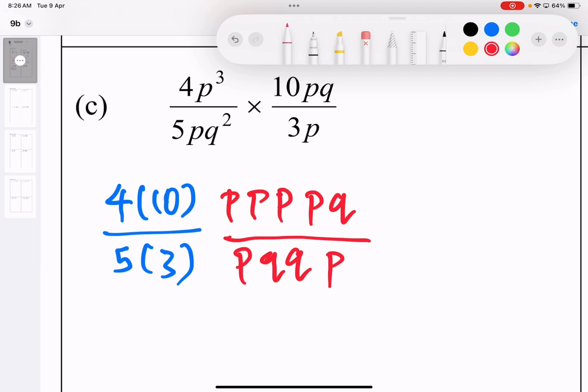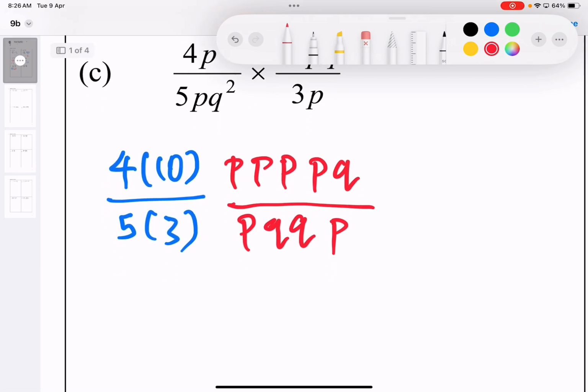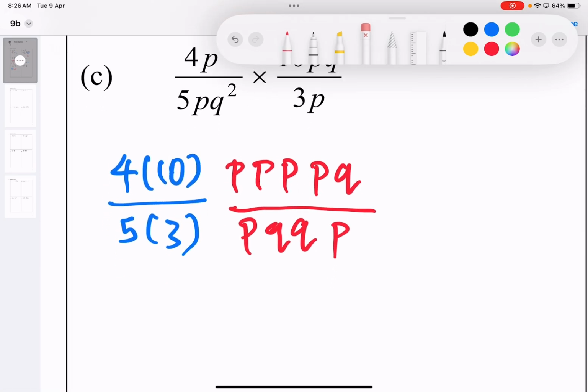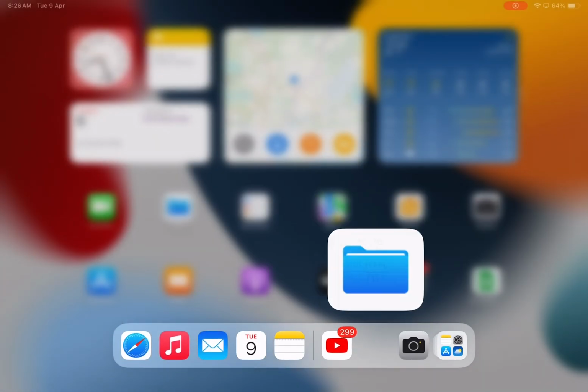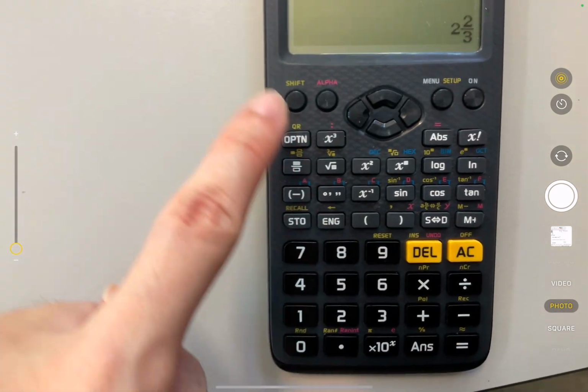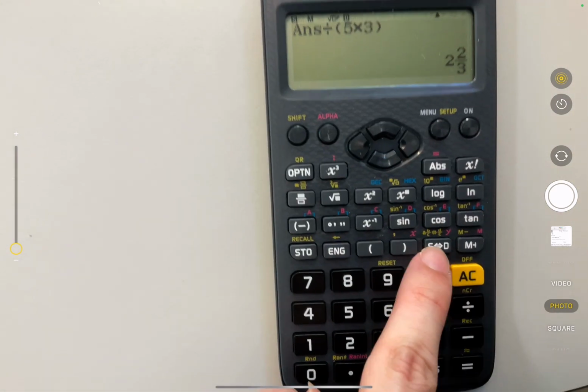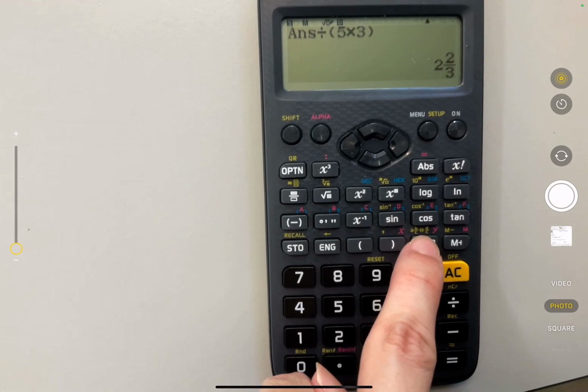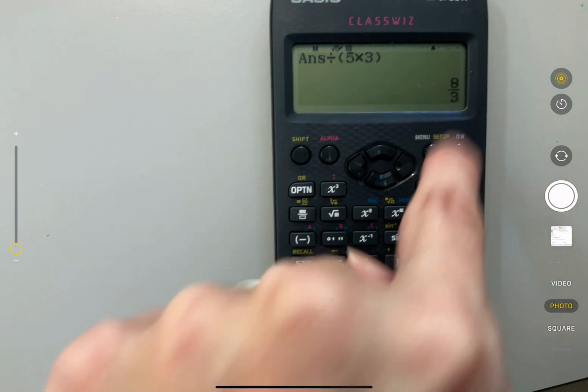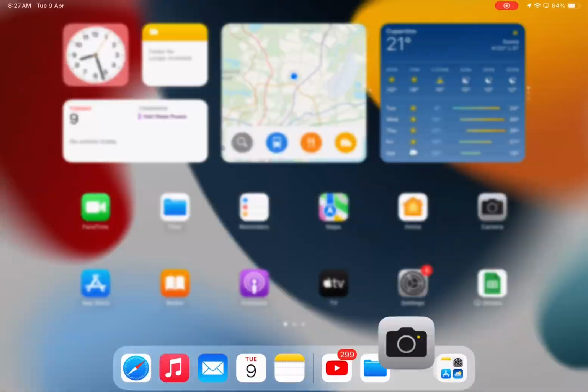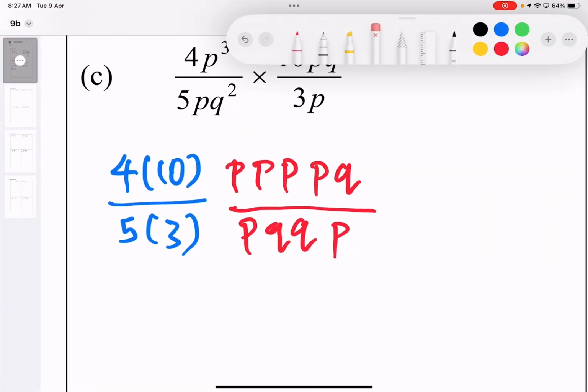So I write everything down and then the blue color one, I use my calculator. 4 times 10 divided by 5 times 3. If you get this in your calculator, don't panic. Just press the shift button, press this. This is the proper to improper. It will convert to this fraction for you, 8 over 3. So once you get here, you know that this one is just 8 over 3.